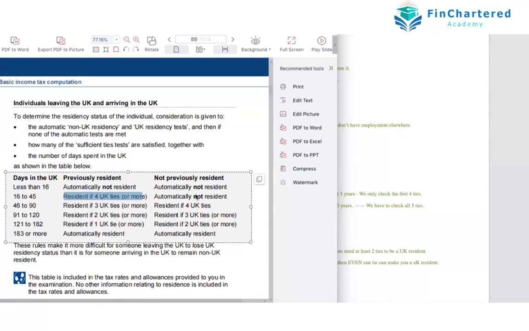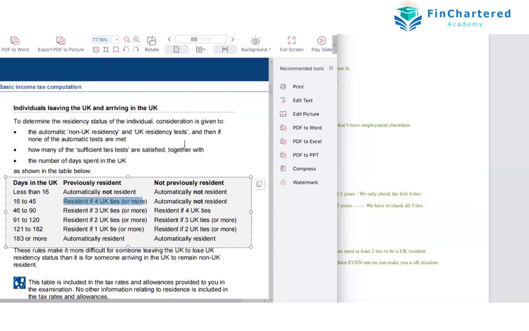So this, you can put it in the form of this table like how I have, and make a note, because this is something that will help you determine whether somebody is a UK resident or not. So this table will always help you.